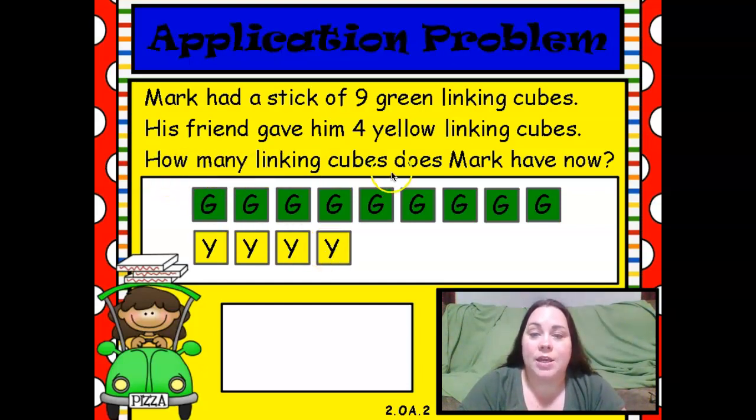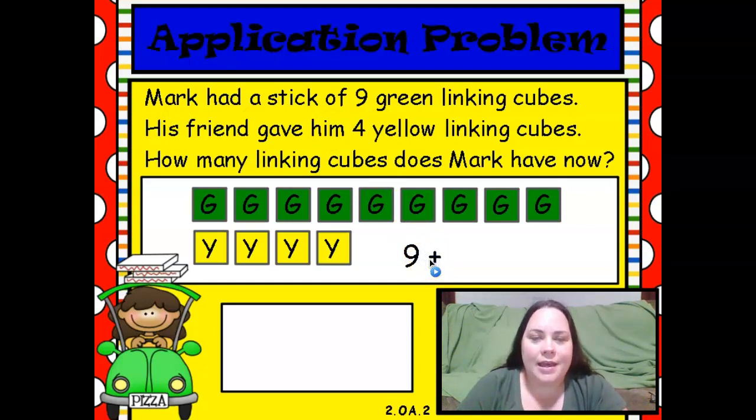How many linking cubes does Mark have now? So how many did he start with? He started with 9 green ones. Very good. So I'm going to have my 9 green ones he started with. Then I have to think. A number sentence is an addition or subtraction problem for now. So are we adding the yellow linking cubes, or did he take them away? He added them, so we're going to put a plus sign.